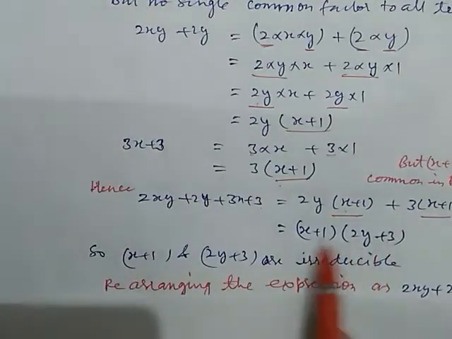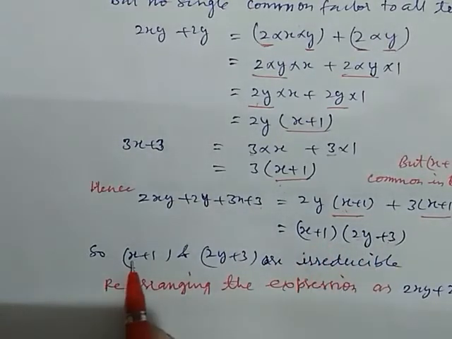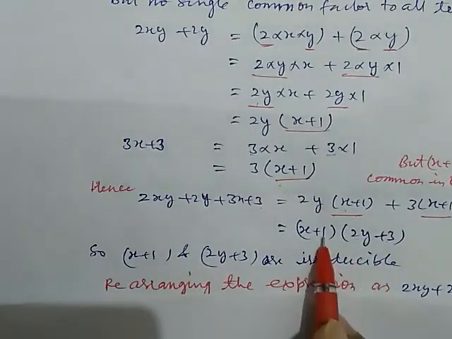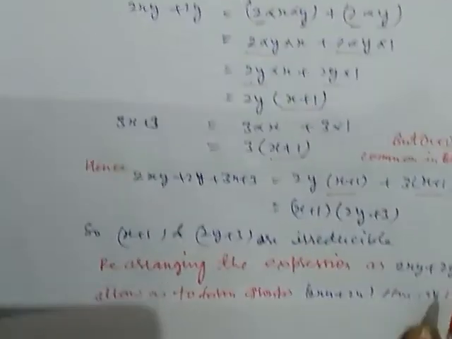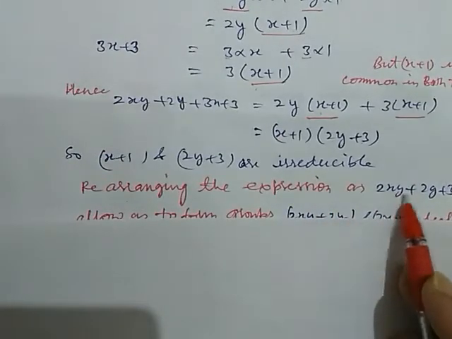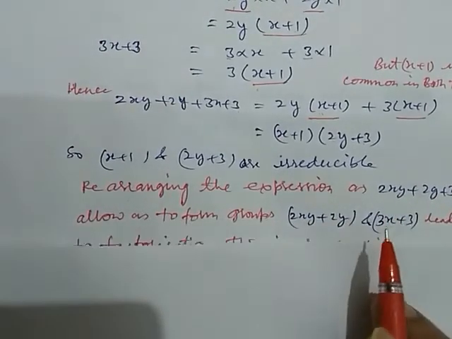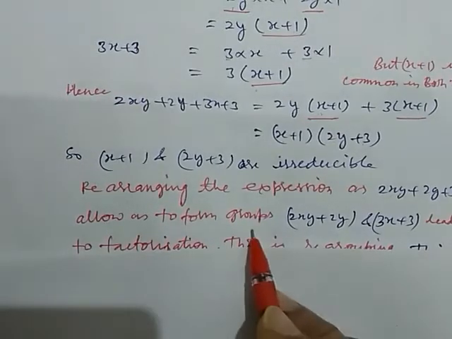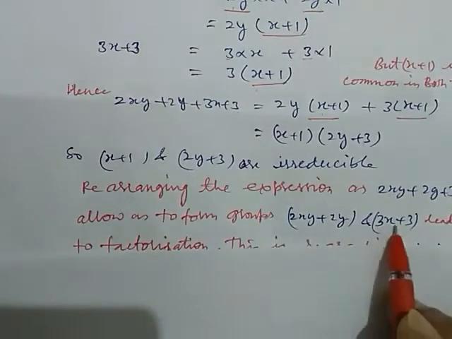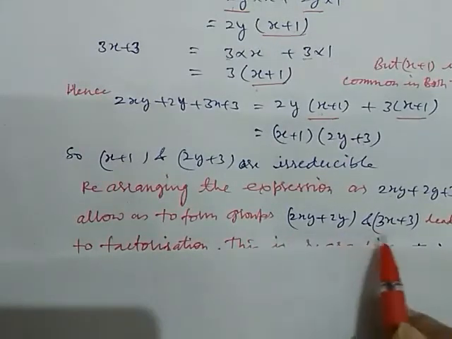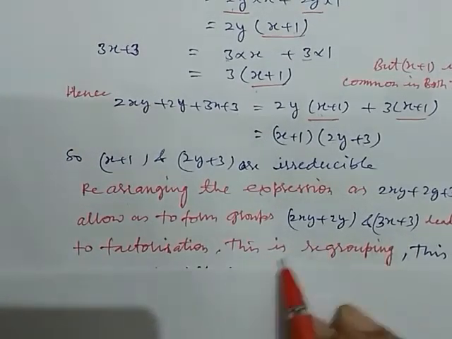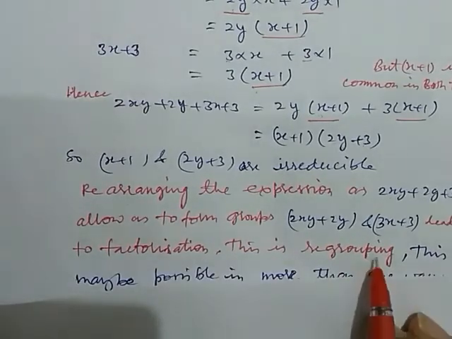These are the factors which are irreducible. x plus 1 and 2y plus 3 are irreducible factors. Rearranging the expression as 2xy plus 2y plus 3x plus 3 allows us to form groups. When we arrange, there are some common terms leading to factorization, which helps us to factorize them. This is regrouping.